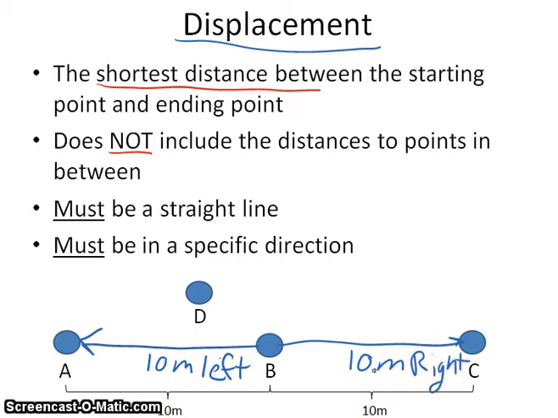Okay? So the displacement is dependent on direction. So even though we have the same amount of distance, 10 meters and 10 meters, because we have a different direction, left and right, we have a different displacement. So it's very important that we think about the direction when we think about displacement.